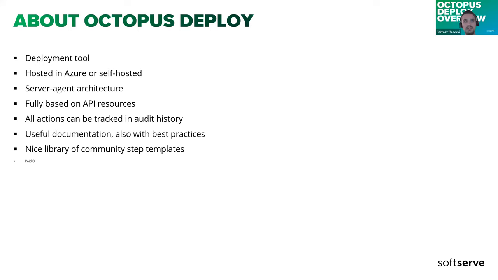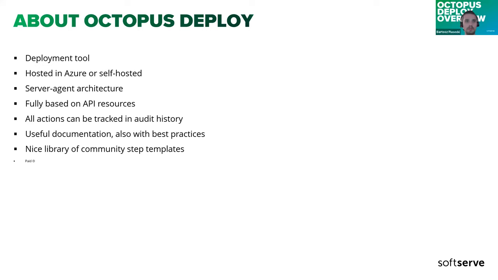The architecture is a typical server-agent one. So you have one server that communicates with multiple agents. Octopus Deploy itself is fully backed by API resources. So every action you do in the user interface, you can also mimic through API requests using cURL or Postman. And if you do any action, that will be recorded, and it can also be reviewed in audit history. So that's a nice feature too, and it's enabled by default.